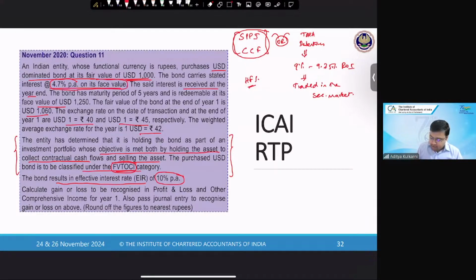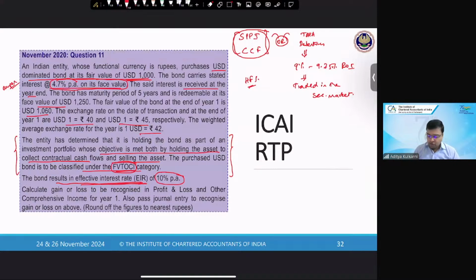4.7% on its face value. Okay, this is the coupon rate. Sir, how do I know what is coupon and what is effective interest rate? They will always mention this clearly. If they don't mention this clearly, look at whether something is being paid annually with reference to a face value. Face, not fair. F-A-C-E, face value. If something is being paid with reference to face value, it is not the effective interest rate. It is the coupon interest rate.